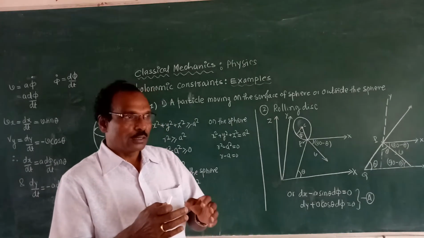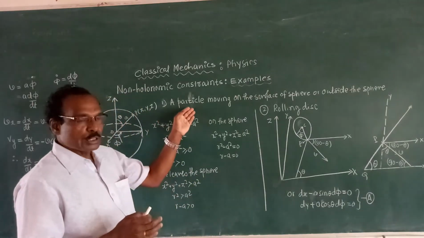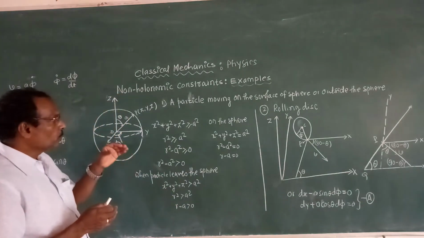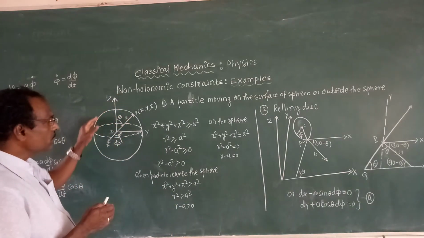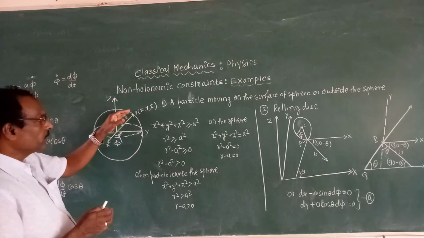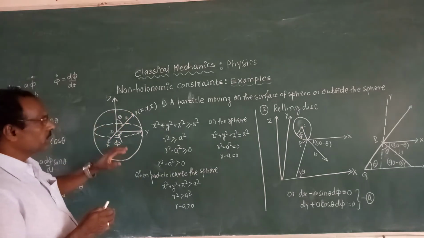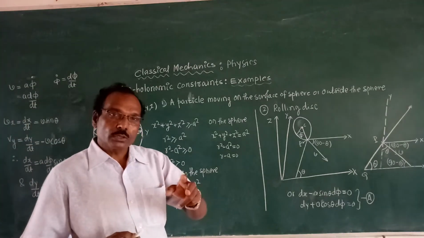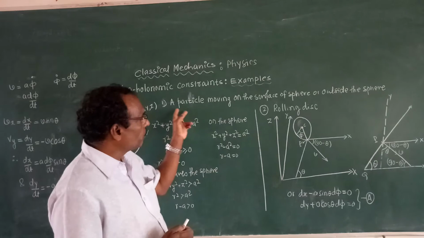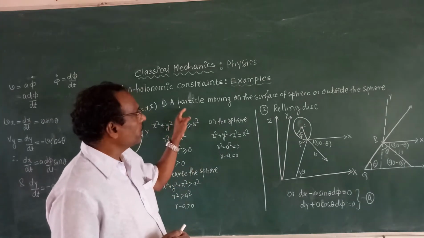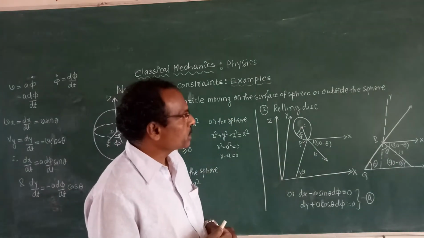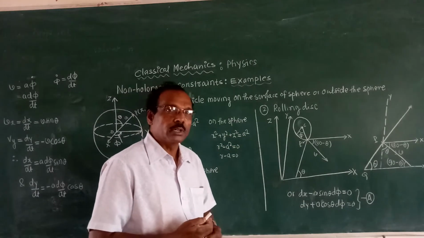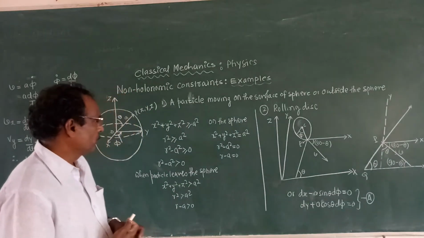When the particle moves on the surface of the sphere, there is one case, and the other case is when the particle leaves the surface. When the particle falls out of the surface of the sphere, there is another condition. These two conditions are put in one problem: a particle moving on the surface of a sphere or outside the sphere under the action of gravitational force.